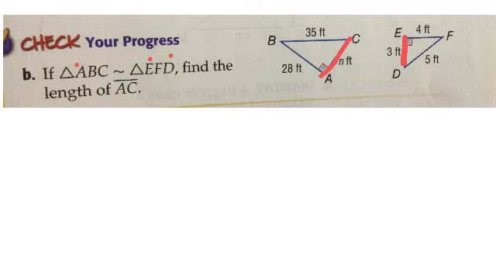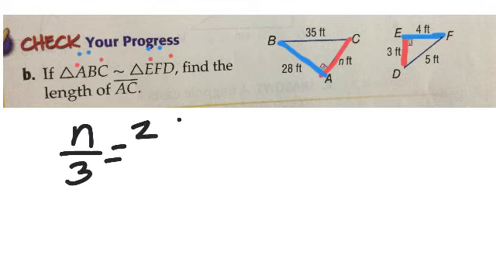Okay, now which other side do we want to use? So we're going to use side length AB and side length EF. Okay? And again, see how those match? AB, EF. Okay, that works. So now we're going to set it up. Let's go AC, N over DE, 3, equals AB, 28, over EF, 4.